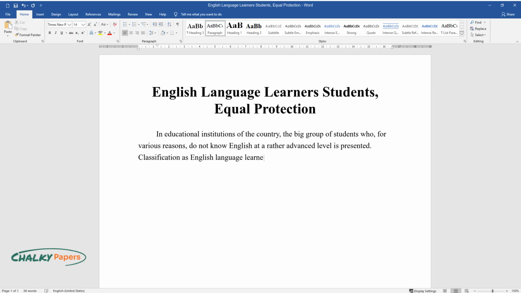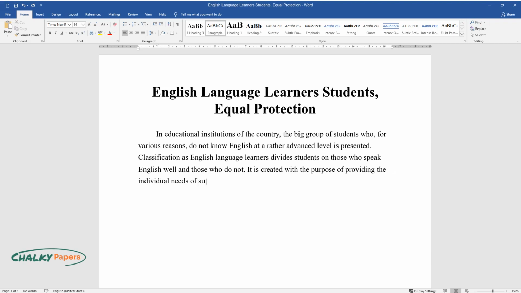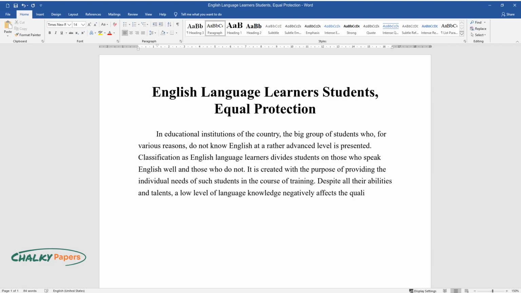Classification as English language learners divides students on those who speak English well and those who do not. It is created with the purpose of providing the individual needs of such students in the course of training. Despite all their abilities and talents, a low level of language knowledge negatively affects the quality of education.